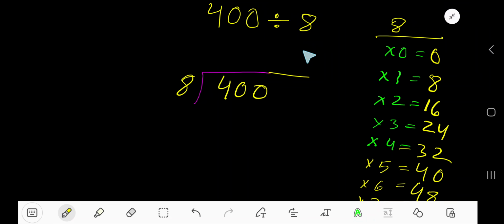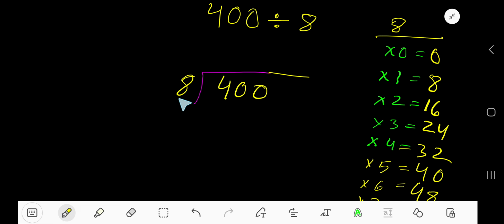400 divided by 8. Here 8 is a divisor, so we need the multiplication table of 8. 8 times 0 is 0, 8 times 1 is 8, 8 times 2 is 16, 8 times 3 is 24, 8 times 4 is 32, 8 times 5 is 40. To find the multiplication table of 8 easily, you need to add 8. 0 plus 8 is 8, 8 plus 8 is 16, 16 plus 8 is 24, like this, right?